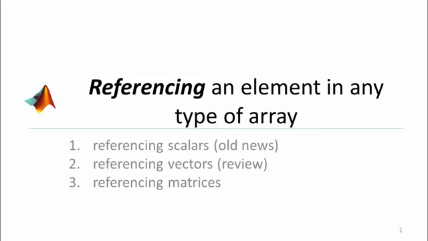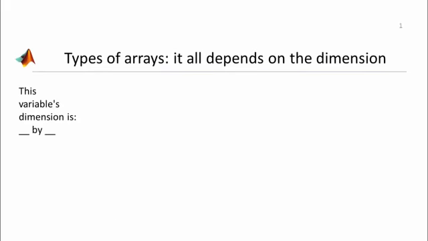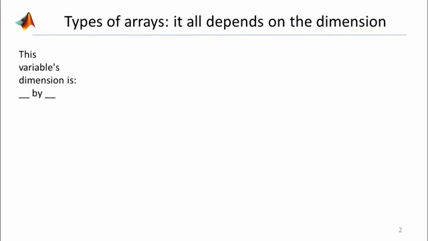Now that we know how to create matrices, vectors, and scalars, how do we reference an element in any of those? Scalars, we're experts. Vectors, we'll do a quick review. But matrices is all brand new. You have to first think of what type of array you're trying to reference.